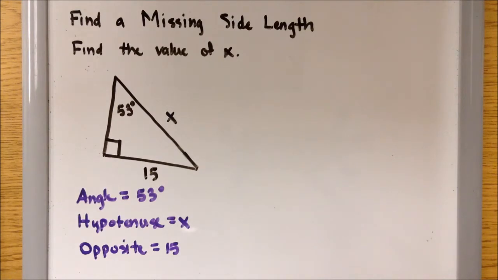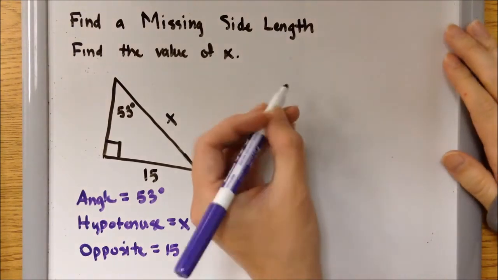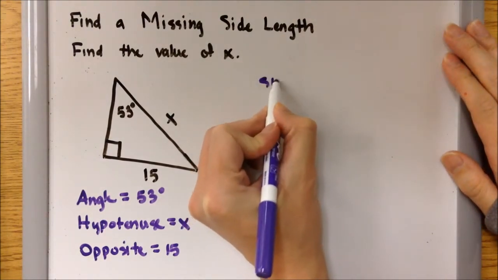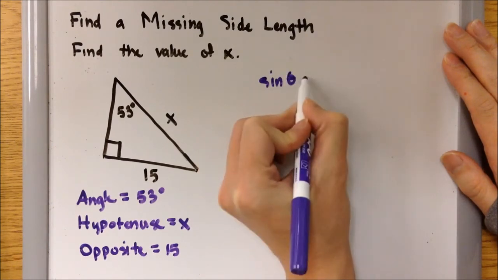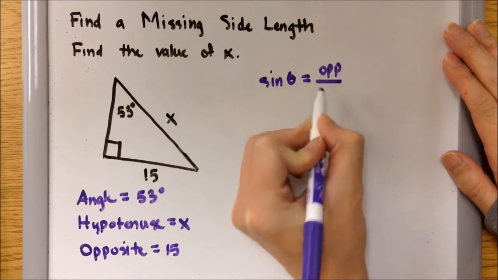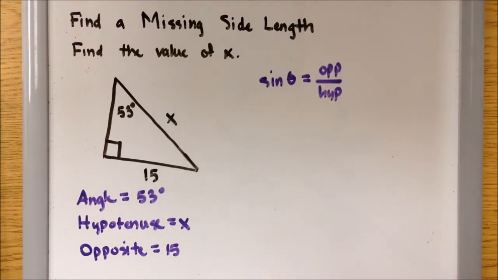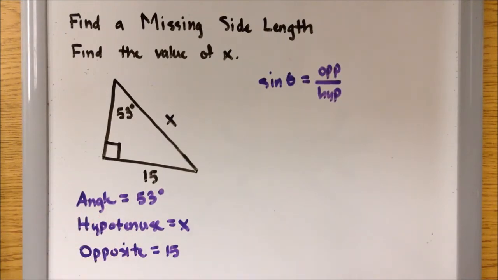Now, to select the 3 basic trig functions, the only one that has hypotenuse and opposite is the sine function. So, I'm going to write it on this side. Sine theta equals opposite over hypotenuse. Alright. So we got our necessary information, even though one of them is x. So we're just going to plug it in.